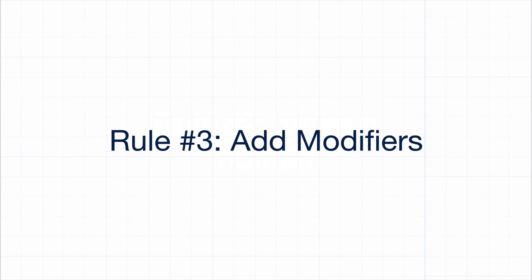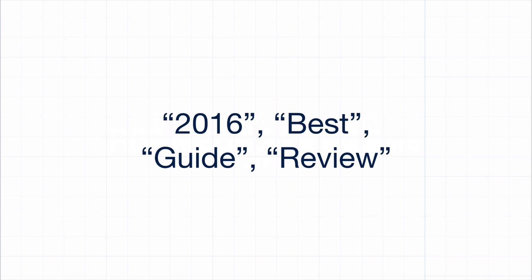Rule number 3 is to add modifiers. So what I mean by this is something like 2016, best, guide, review. So for example, you're going to say best XYZ product review, or best XYZ product guide, or best XYZ product in 2016, or whatever. You don't have to include best in all of them, but the point is that these allow you to rank for additional keywords that people may be searching.